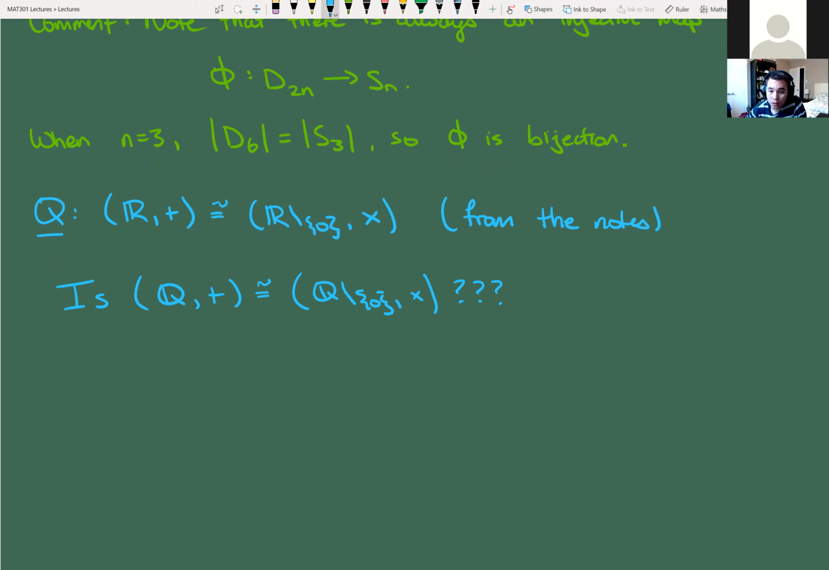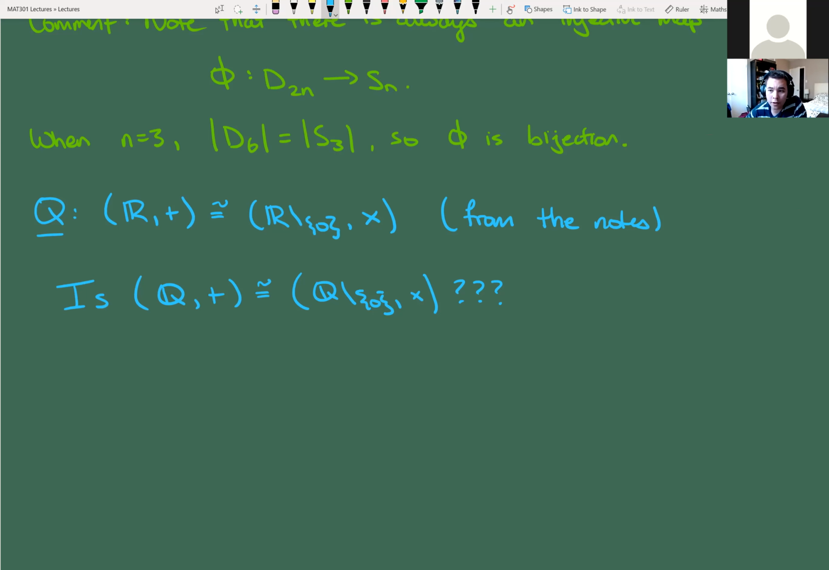Okay, so this is a fun question. As far as I'm concerned, this would be a great exam question. What I want you to think about, though, is I'm just going to tell you what the answer is. The answer is no. And the way that you should prove this is by contradiction. Suppose that there is an isomorphism between these two groups, and basically somehow construct an irrational number.